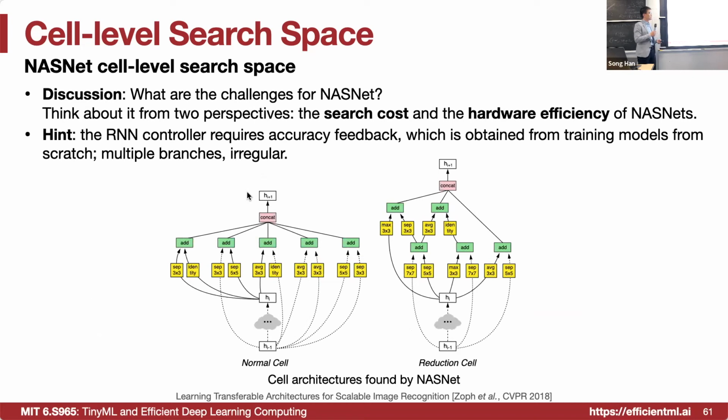So let's see what this algorithm finds for us, and how it differs from the neural networks we have seen so far. So this is a normal cell searched by the NAS algorithm. This is the reduction cell. We can see it's highly irregular, right? The input can come from either the previous layer or the layer before that. And there are so many branches. And you can have either the add or concat, or even a combination of them, right? So what is the potential problem of running such neural networks?